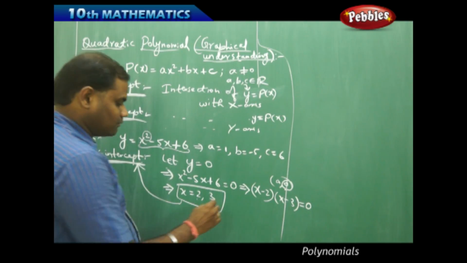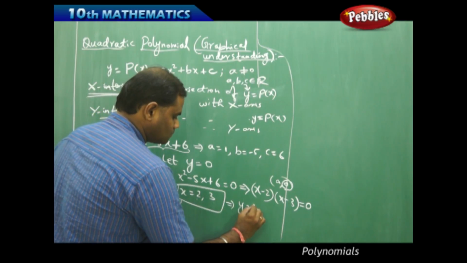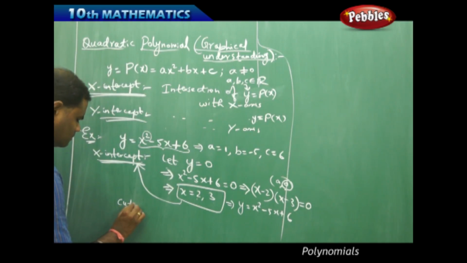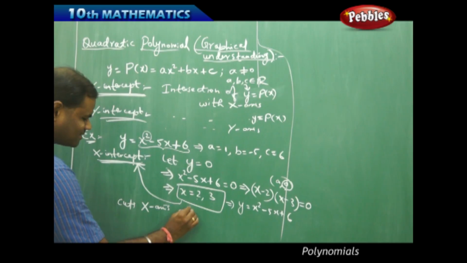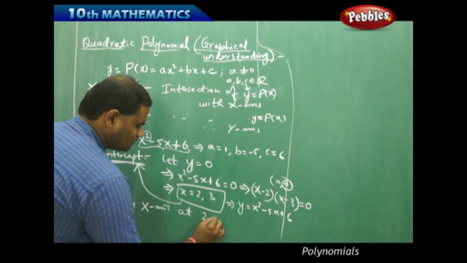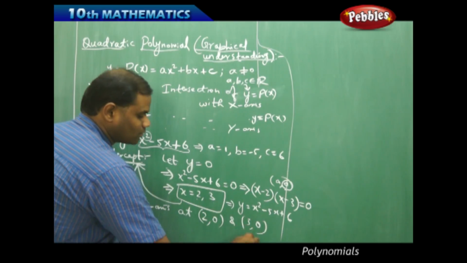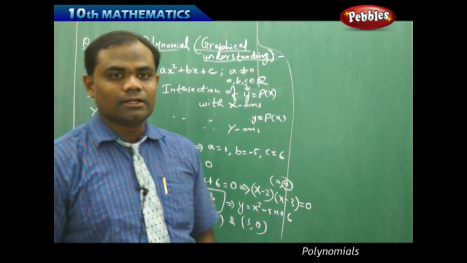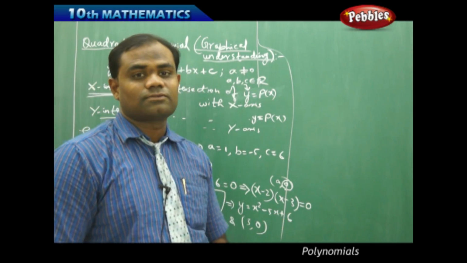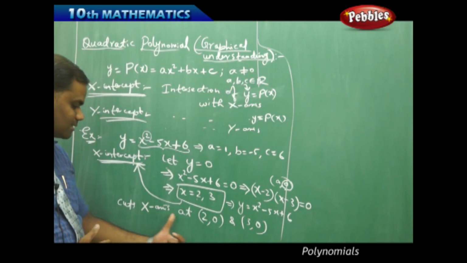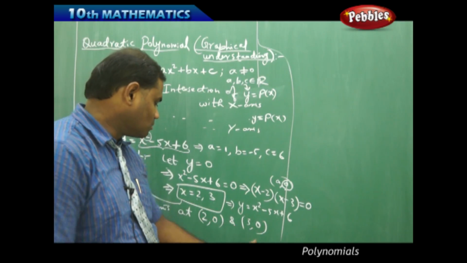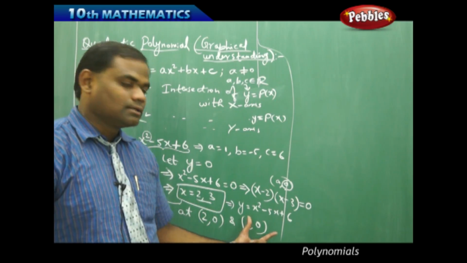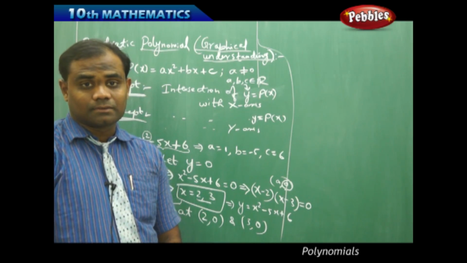That is, the graph y is equal to this cuts x-axis at the points 2, 0 and 3, 0 is how I understand in the graphical concept. In the graphical concept, y is equal to the quadratic polynomial x squared minus 5x plus 6 is set to cut x-axis at 2 points 2, 0 and 3, 0 because I get 2 zeros of the polynomial or 2 x-intercepts, and these are the points where the graph cuts x-axis.